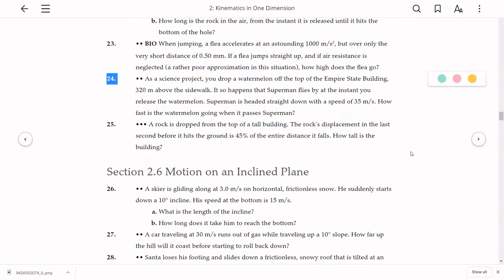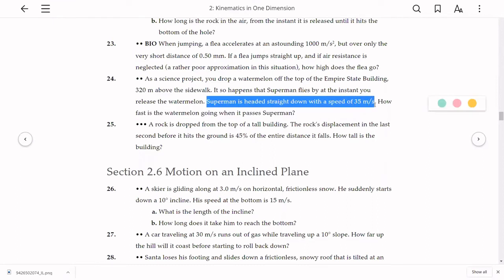So in this problem, somebody drops a watermelon off the top of the building. Not safe, because if that hits somebody on the ground, they're done. But we'll assume there's nobody down there. 320 meters below the top of the building is where the sidewalk is. And right when the watermelon is released, Superman flies by. But Superman, in addition to his other superpowers, defies gravity. See how it says Superman is headed straight down with a speed of 35? And we're supposed to take that as meaning his speed is constant. He's not going to speed up and speed up. So gravity evidently doesn't affect him. But the watermelon is in free fall, and it will be accelerating. And we're supposed to figure out when it passes Superman.